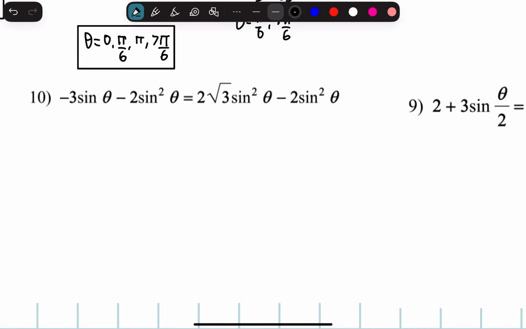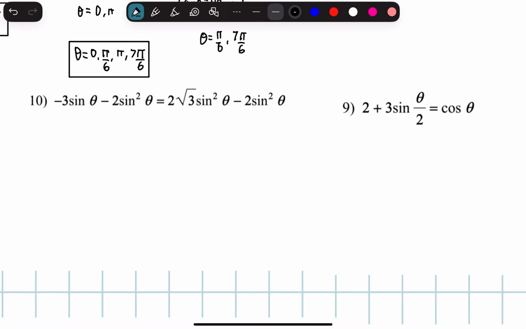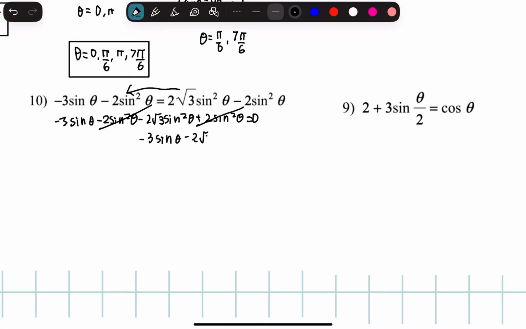Okay, so now for the last question, we're going to factor this one out. Now, 2 over 3 sine of this is already combined. So now we're going to move everything to the left. Now we're going to have negative 3 sine of theta minus 2 sine squared of theta minus 2 times the root of 3 sine squared of theta plus 2 sine squared of theta, and that's going to equal 0. Now, negative 2 sine of theta and positive 2 sine of theta cancel out. So you're just going to be left with negative 3 sine of theta minus 2 times the root of 3 sine squared of theta, and that's going to equal 0.